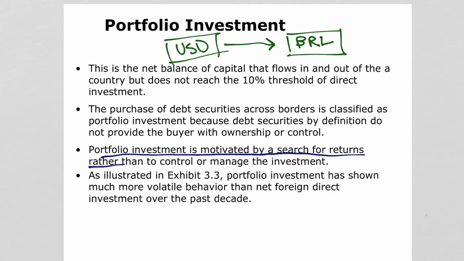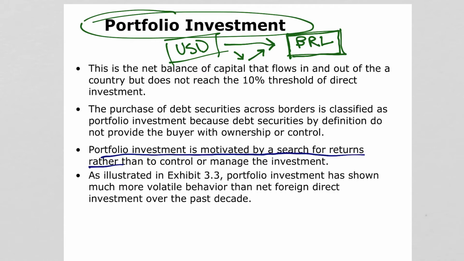So they will sell their USD and exchange them for Brazilian real, and then they'll take the Brazilian real, the currency of Brazil, and buy up a bunch of Brazilian shares. That transaction is characterized as portfolio investment. Again, assuming they don't reach that 10% threshold of ownership.